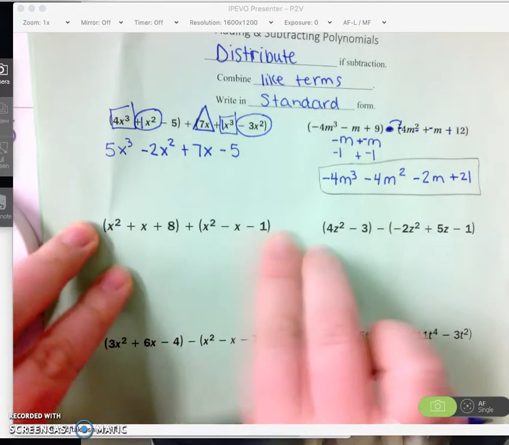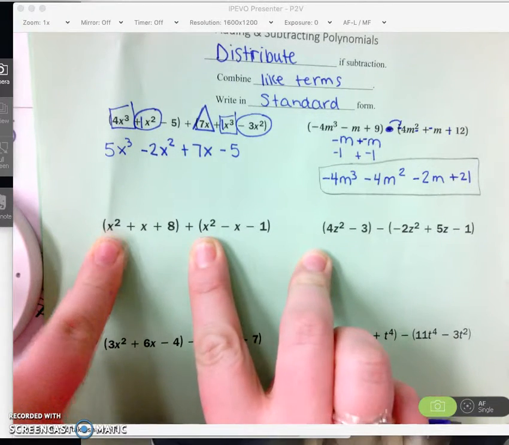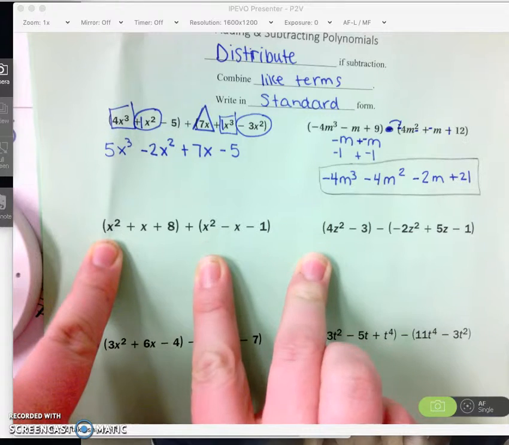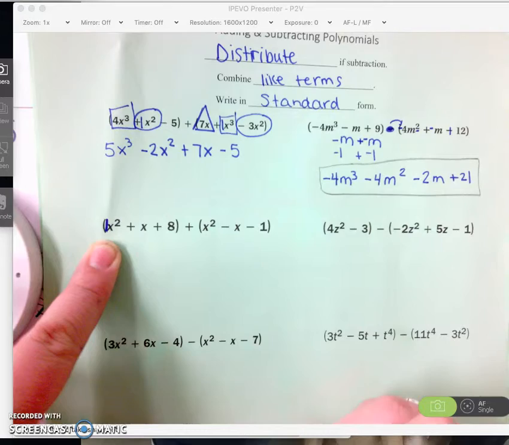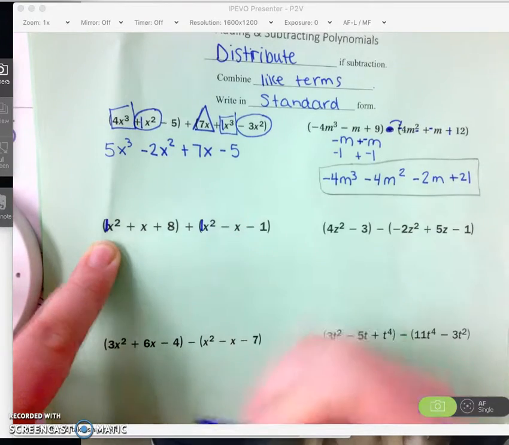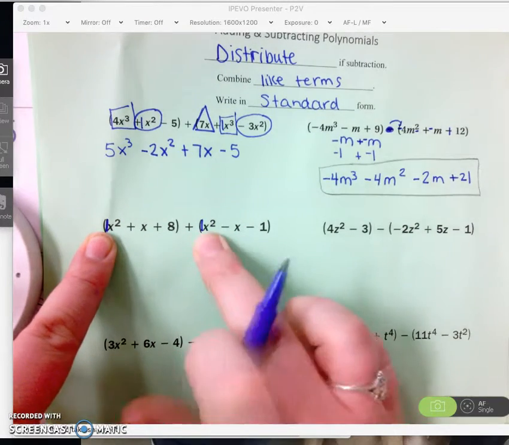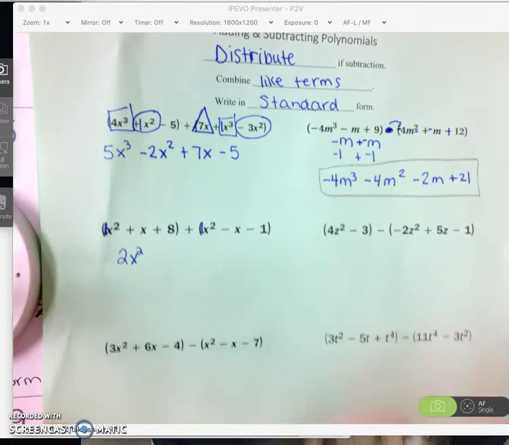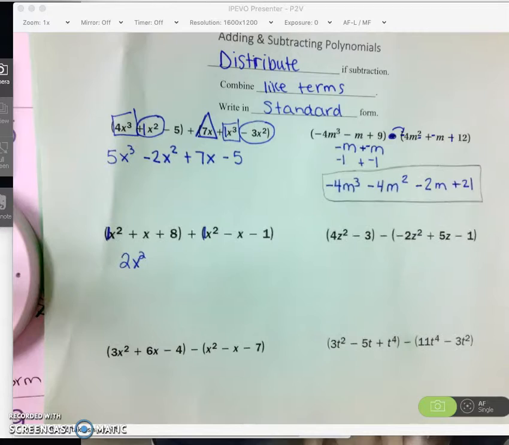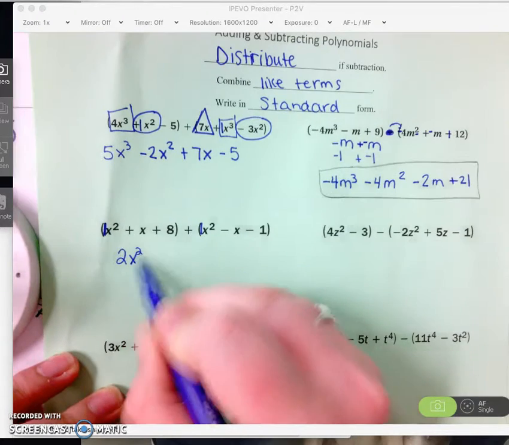Remember, our like terms are same letter raised to the same variable, so x squared plus x squared. Remember, if I don't have a coefficient on it, it's just 1. So 1x squared plus 1x squared is equal to 2x squared. When you think of it as an apple, I have 1 apple plus 1 apple. I have now 2 apples.